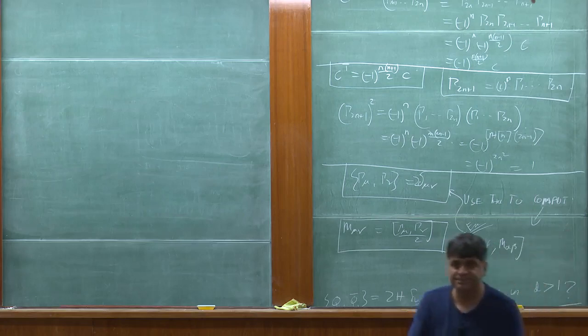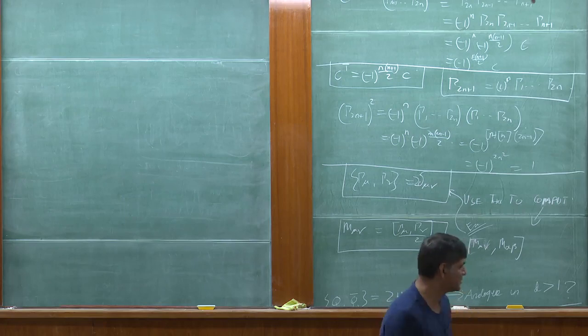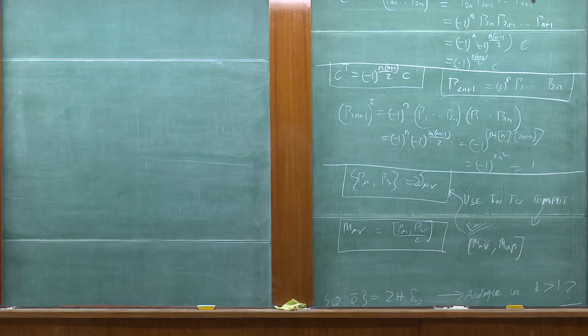Yes? You said we can extend this construction to SO(2n+1). Can we do the same trick and write down 2n+2 using gamma 2n+1 and, let's say, the chirality matrix? Excellent question. Kanu's question is, why did we stop here? Why didn't we make a product of all gamma matrices, or the product of the first 2n+1 gamma matrices, and call that gamma 2n+2?